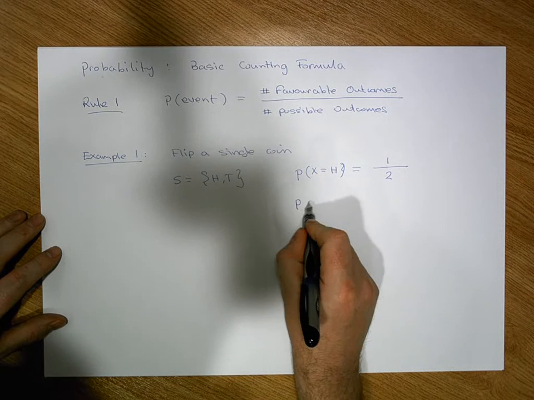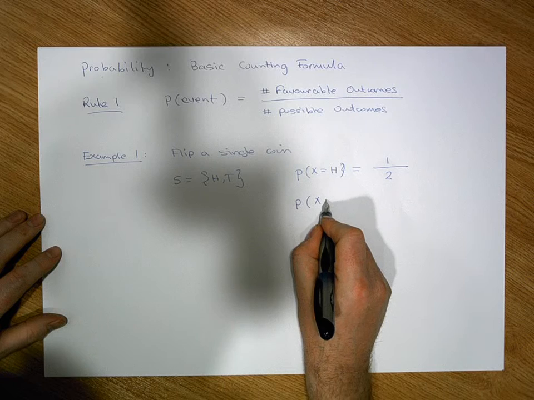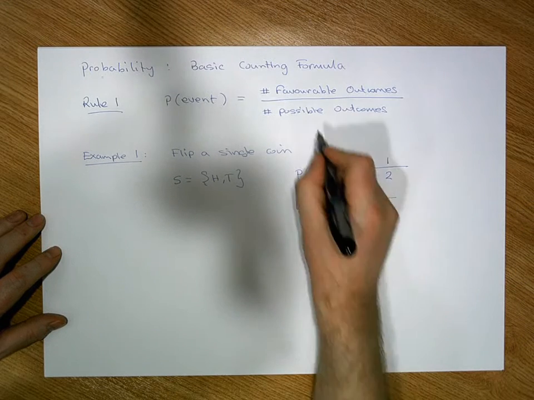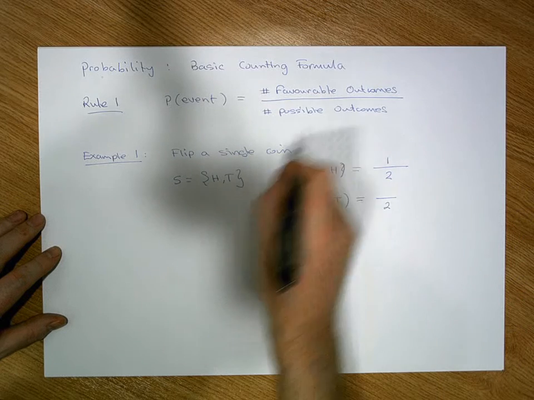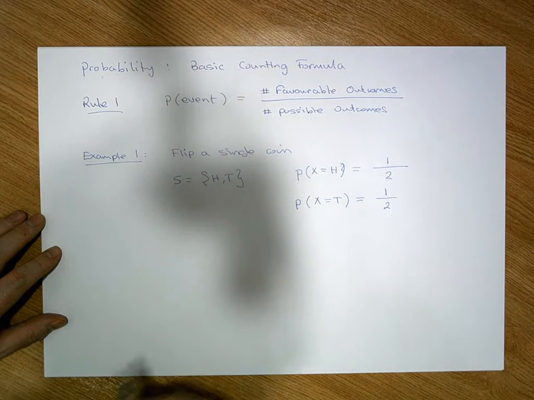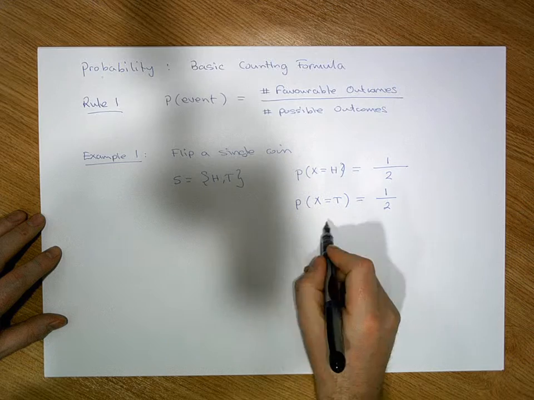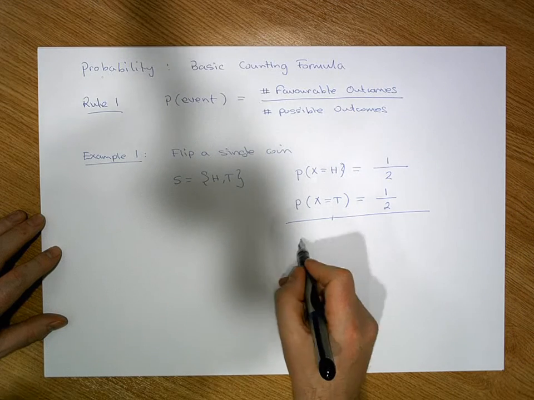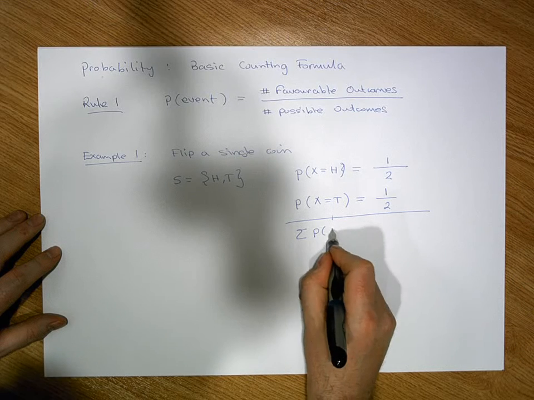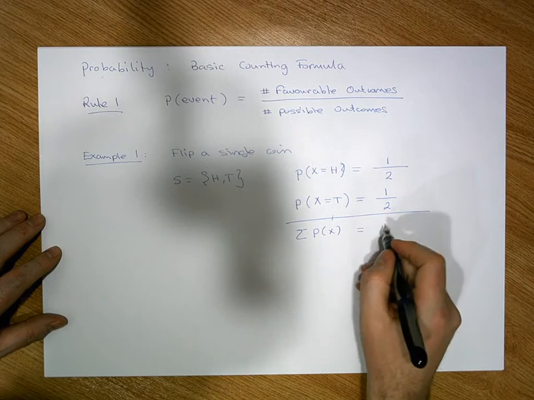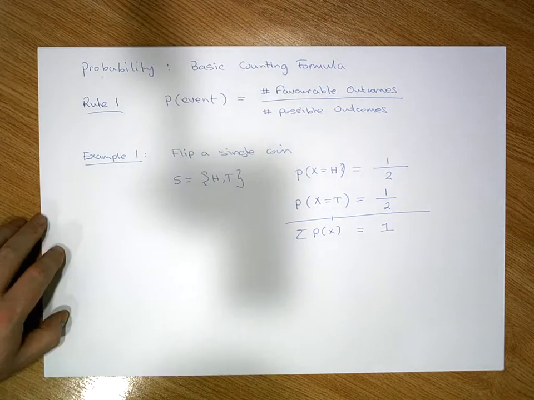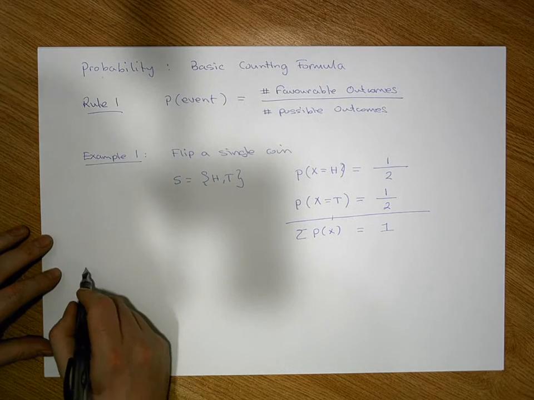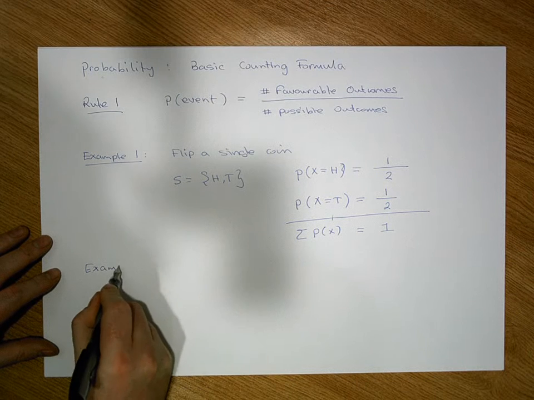What's the probability that when we flip a coin we get a tail? Similar argument. It's the number of favourable outcomes divided by the number of possible outcomes, which is 2. Well, there's only 1 tail in here, so it's 1 over 2. In this example, what we can see is that the sum of all the probabilities is a half plus a half, which is equal to 1. Let's keep that in mind for a moment. Okay. Example 2.